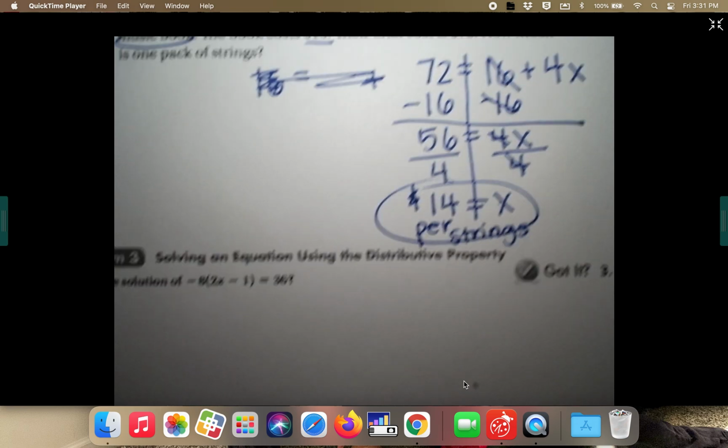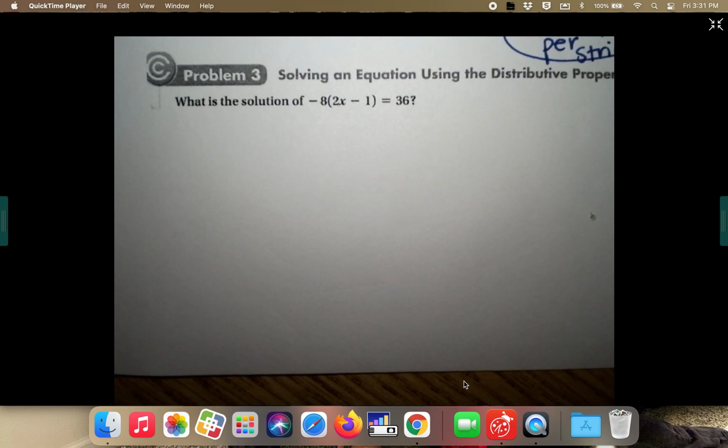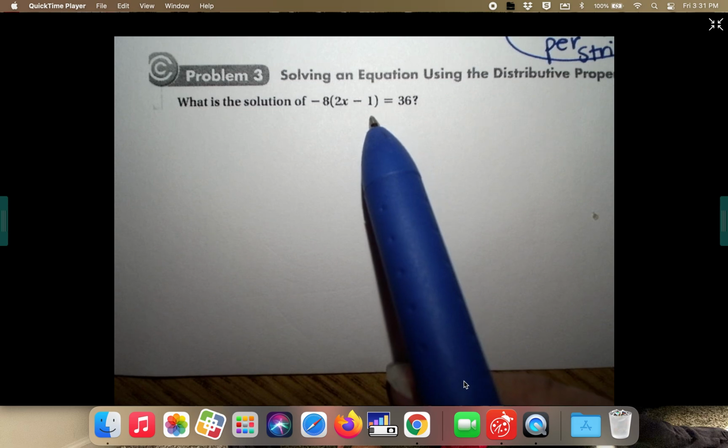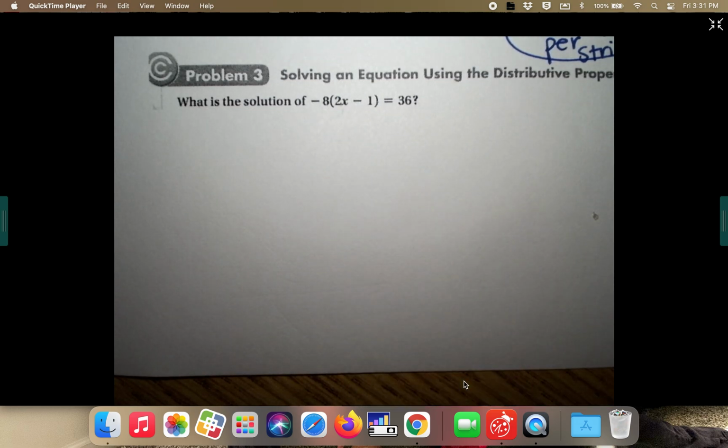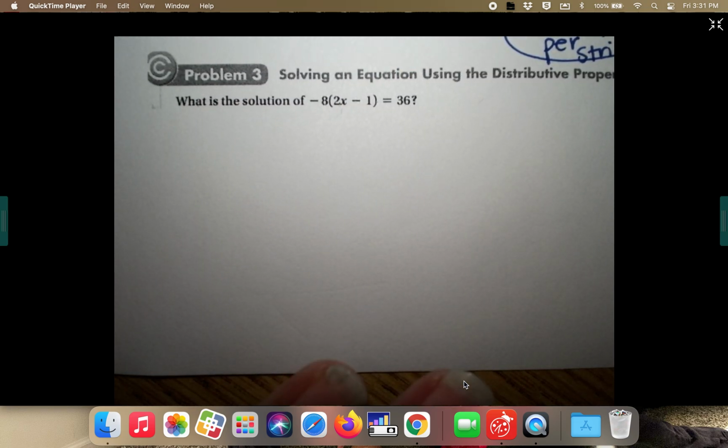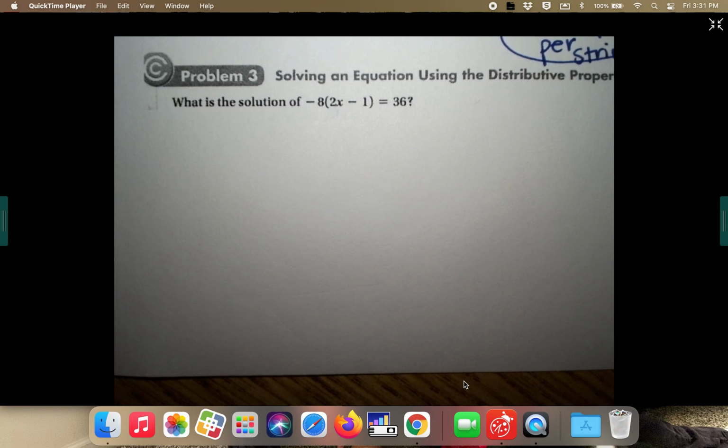Okay. Problem 3 is using distribution. Okay, do you see this set of parentheses? We did a little bit of review over this distributing, and I know you've learned it before in 7th grade, but we've never put it all together in a big equation.